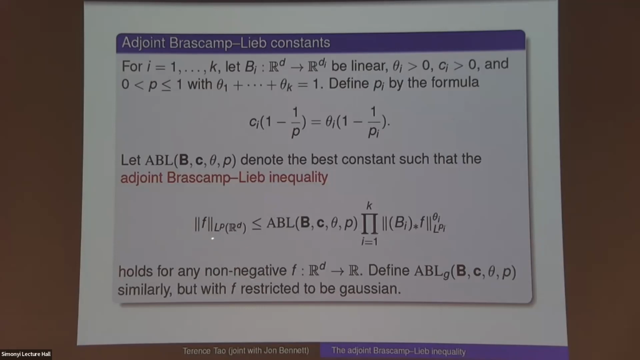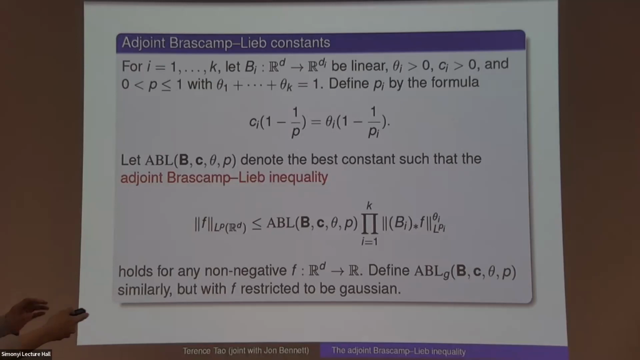Of course, you can't expect this to be true for signed functions, because you can have a signed function where all the marginals vanish by cancellation. So you can't expect to control a function by its marginals if you have cancellation. But if you have non-negative functions, then you can control a function by its marginals. Another thing is that the only way these inequalities can have a hope of working is if p is less than 1.